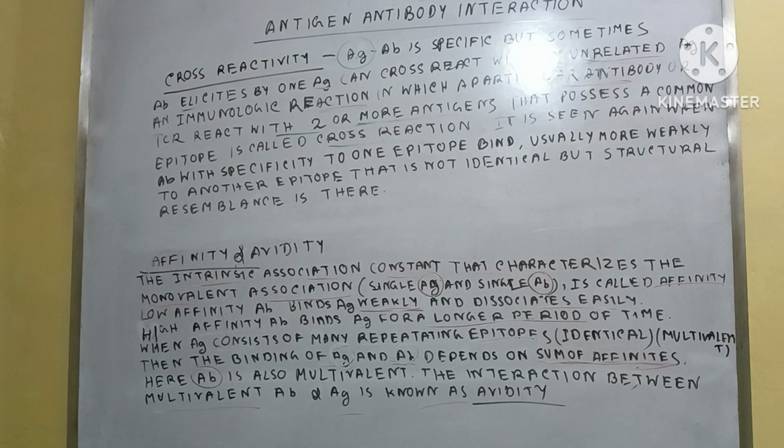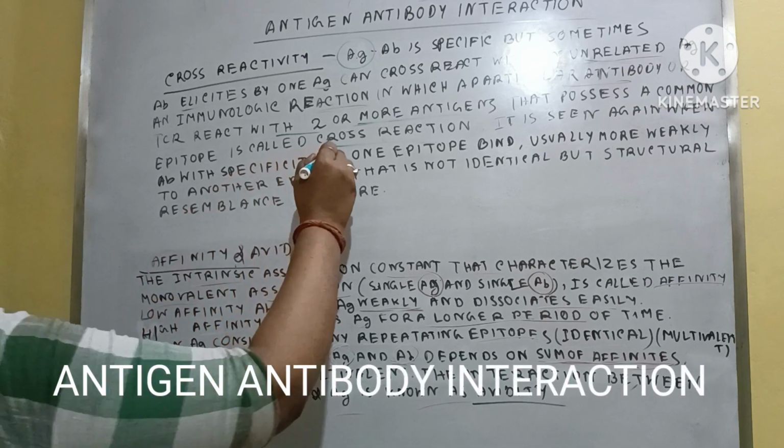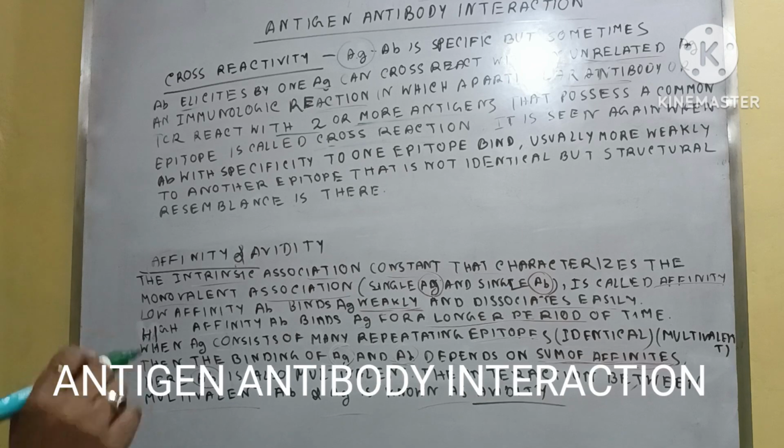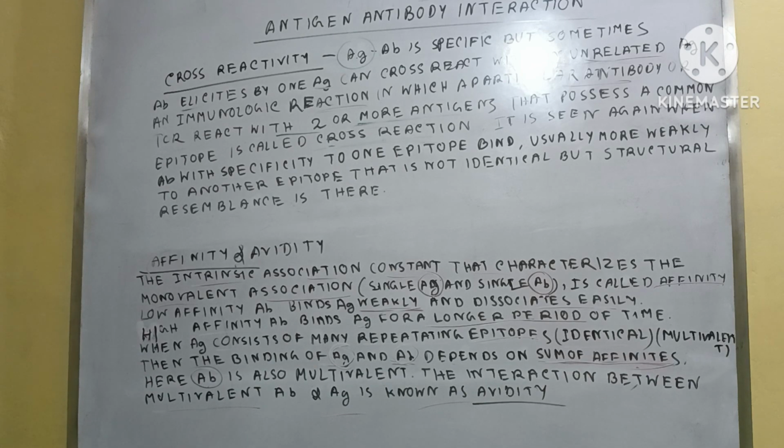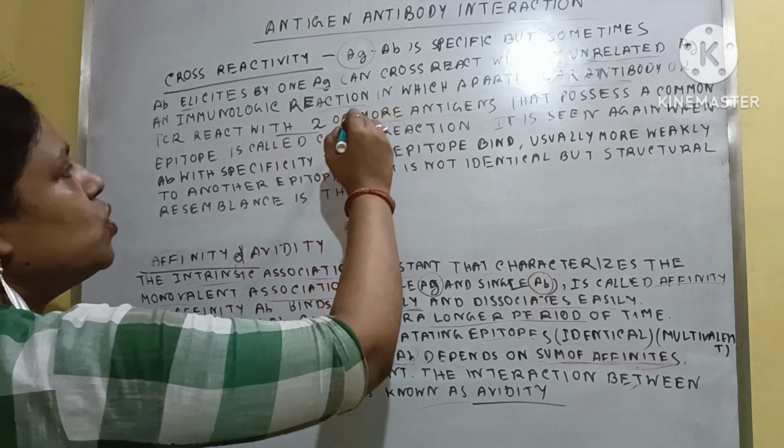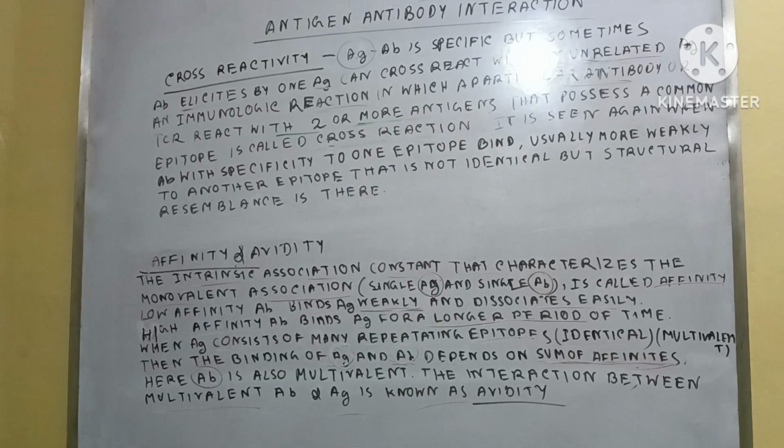And here, why this cross reaction? Because this is seen simultaneously. That means specifically it binds with the antigen and it also binds with an unrelated antigen. Sometimes it is possible, or sometimes the simultaneous reaction is not seen; this is seen individually. So this is called the cross reaction: the capability of the antibody to bind with two or more antigens.